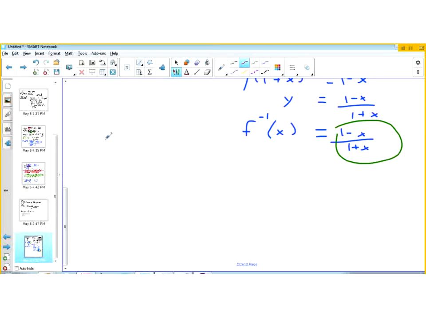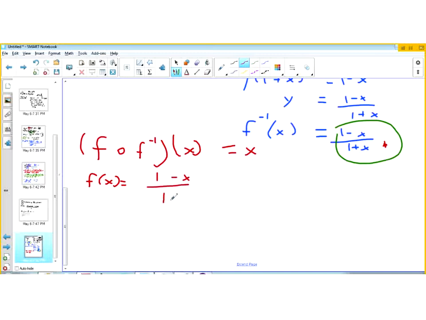So what is it about inverses that are interesting? Well, it turns out that a function composed with its inverse is the argument of the function, which in this case is x. And this is a means of checking. So how do we know that this is the inverse of the function? Well, let's check. If we compose f with f inverse of x, we should get x. So we know that f of x is equal to 1 minus x over 1 plus x.